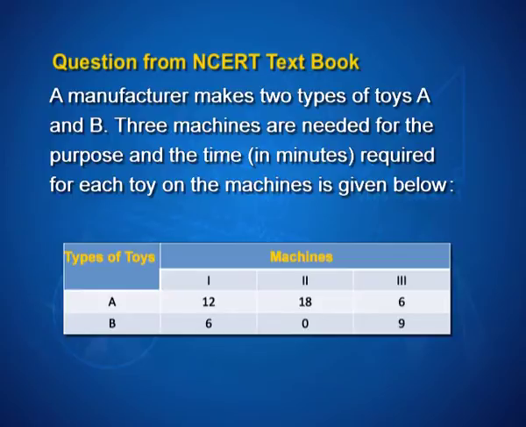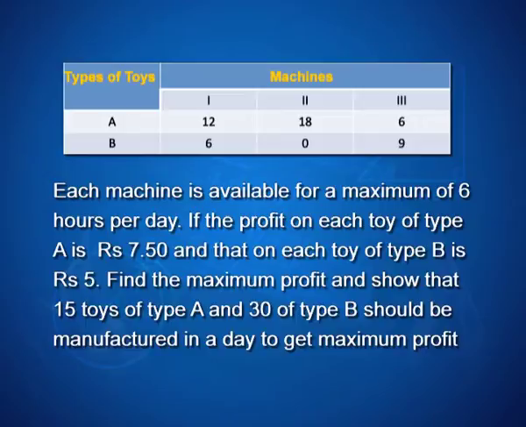Now, what do we have to find? As per the problem, each machine is available for a maximum of 6 hours per day. If the profit of each toy of type A is rupees 7.50 and that on each toy of type B is rupees 5, find the maximum profit and show that 15 toys of type A and 30 of type B should be manufactured in a day to get maximum profit.